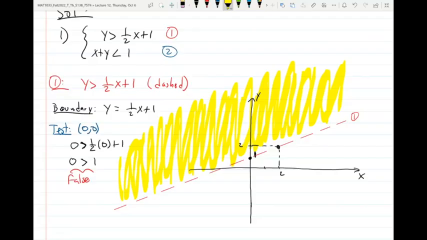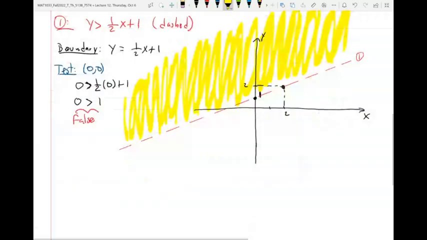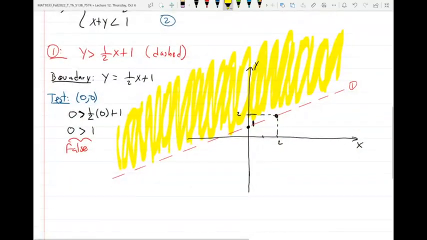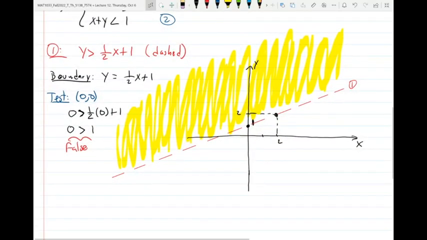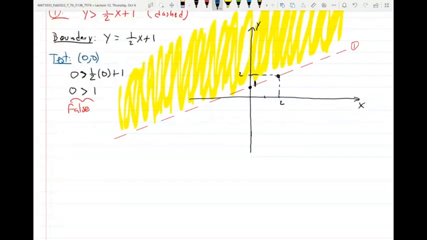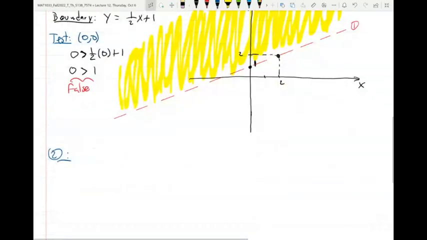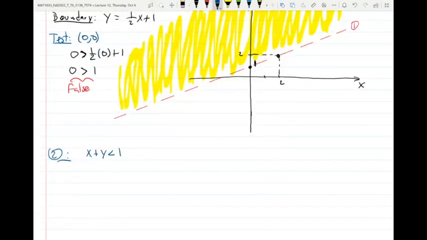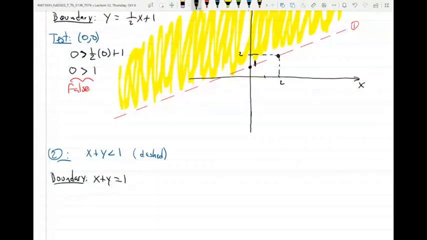Now we're going to repeat the same process for number 2, but we're going to draw on the same picture. Are there any questions about number 1? All right, so number 2. This is x plus y less than 1. Again, repeat. So what do we need? Dash or solid? Dash. And now we need the boundary. What's the boundary equation? x plus y equals 1.